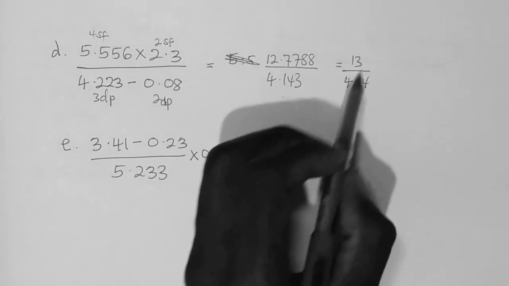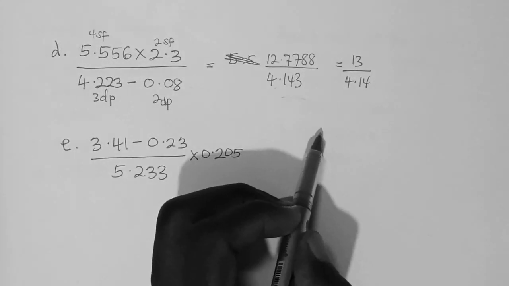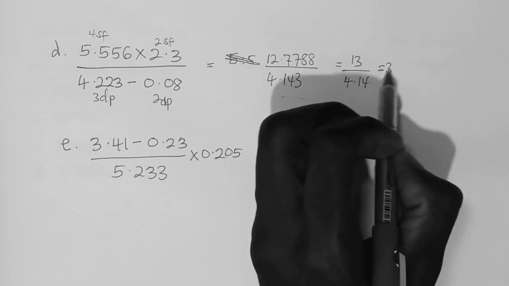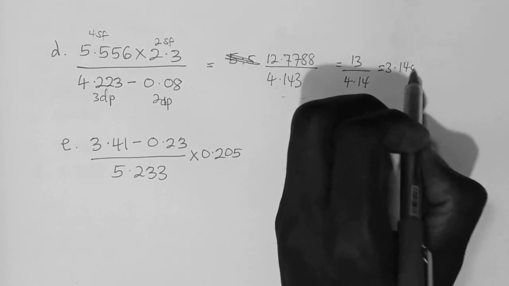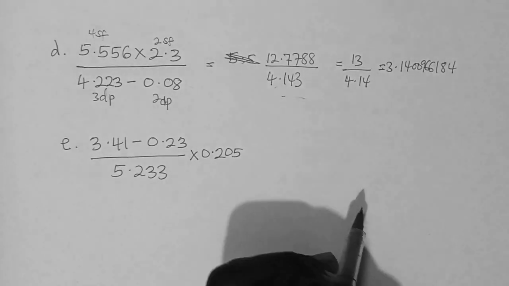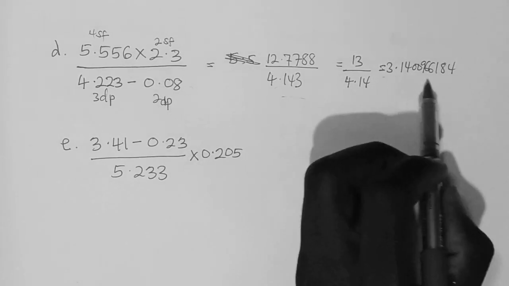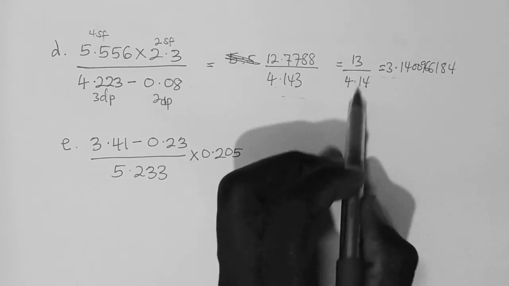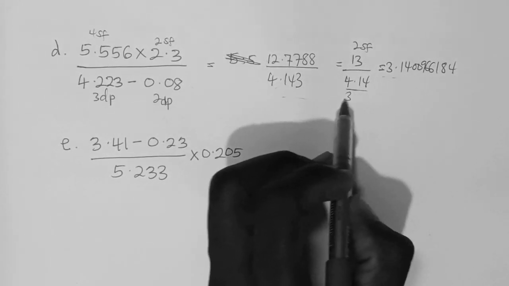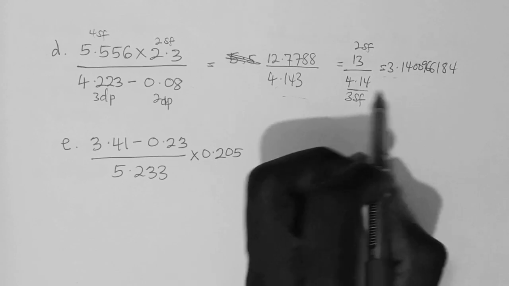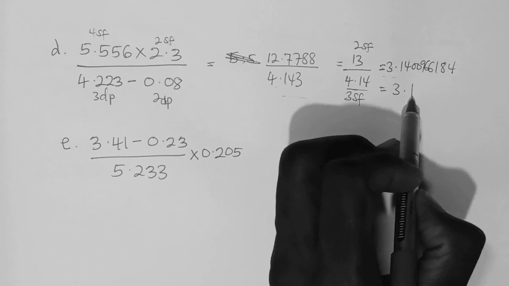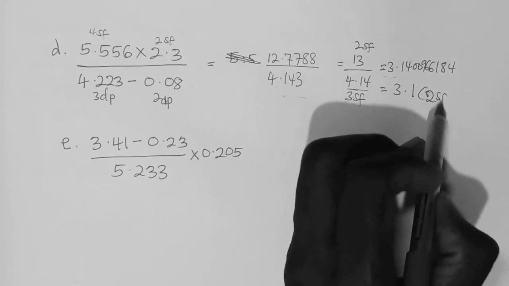Now we then have to do this final division. 13 divided by 4.14 is equal to 3.1400966184. But then we need to write this number in terms of the least number of significant figures. Here is 2 significant figures, and here is 3 significant figures. So we need to leave the final answer in 2 significant figures, and that is going to give us 3.1.